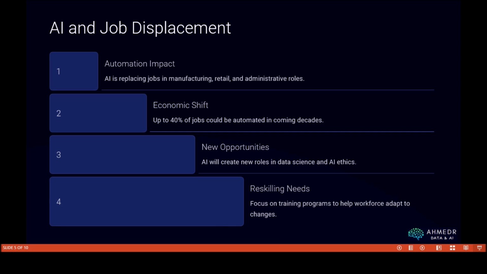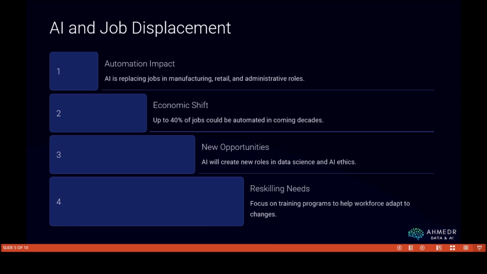Are we going to be replaced by AI soon? As AI technologies become more capable, they are changing the way work is done across many industries. This raises an important question. How will AI impact employment?